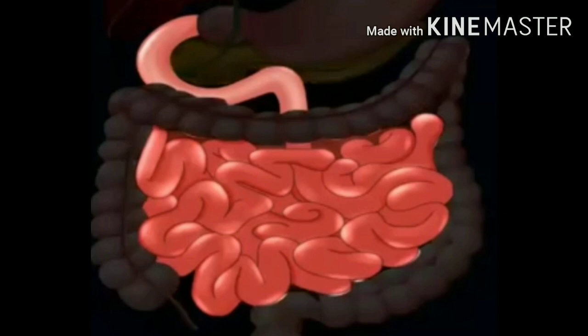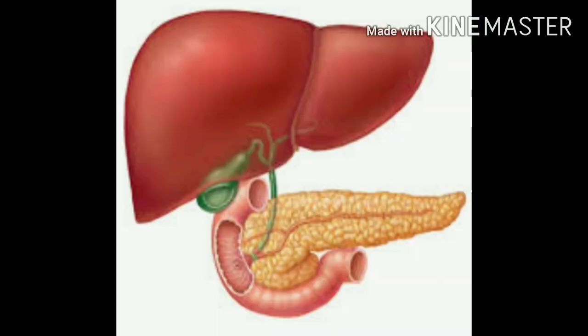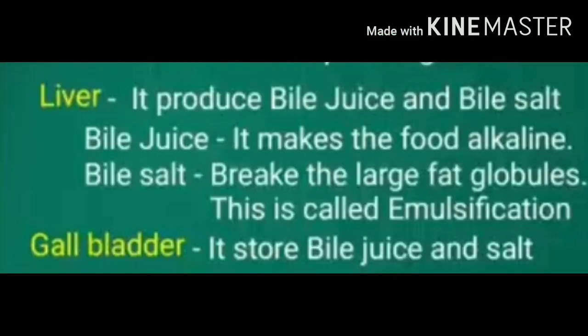The small intestine is the site of complete digestion of carbohydrates, proteins, and fats. It receives the secretions of the liver and pancreas for this purpose. Liver is the largest gland of the body. It performs many functions. It secretes bile, which helps in digestion. Bile juice produced by the liver is stored in the gallbladder.